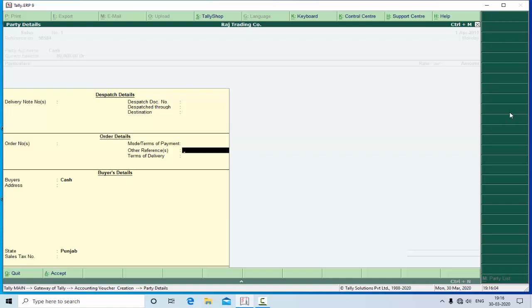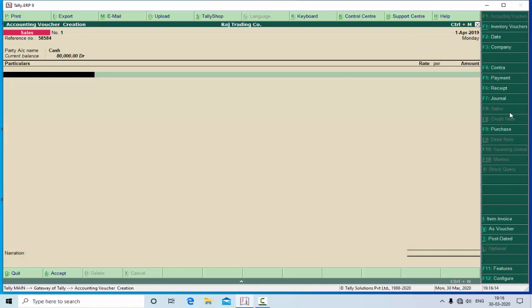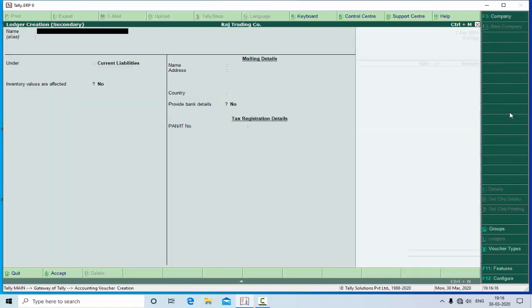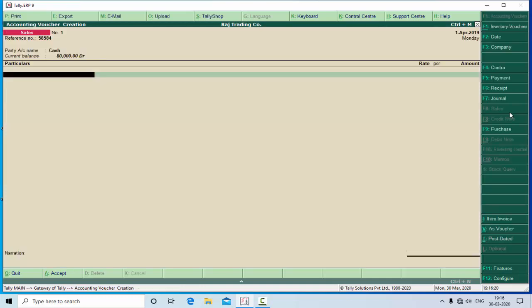Whether the party will make the payment by check or by cash, other reference if any, terms of delivery, and enter the buyer detail: buyer name to whom we have sold the goods, address, state, and sale tax number. And then select the sale account here, which is already created by us, so no need to create.